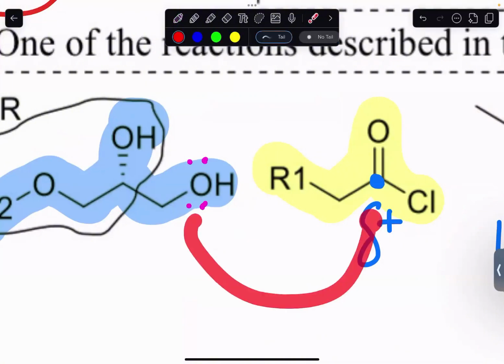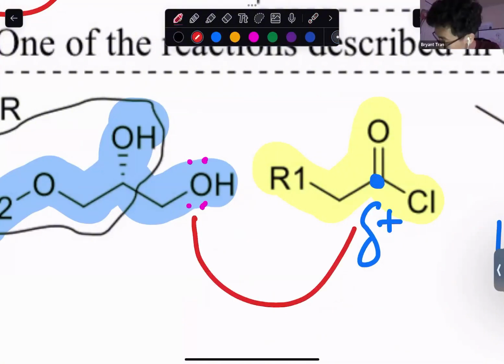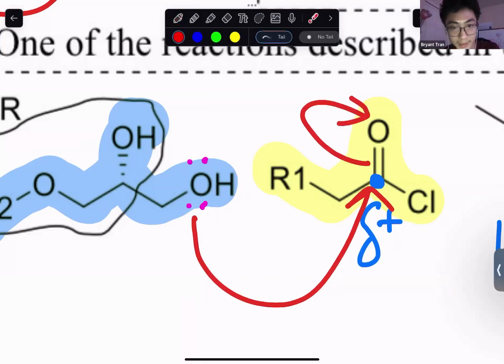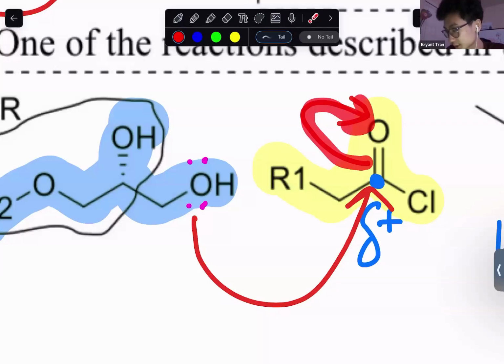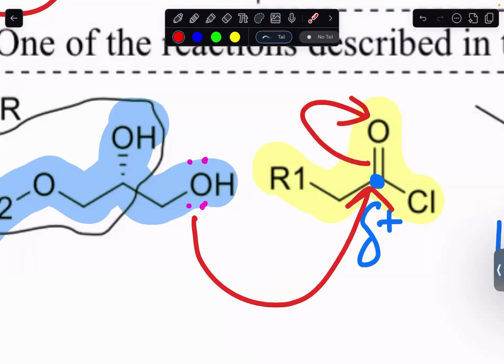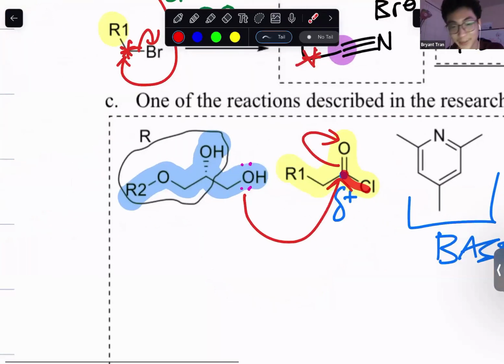Okay. That would attack this carbonyl carbon and pop this double bond onto the oxygen to conserve the octet rule. We should definitely make sure that we just break the pi bond instead of immediately kicking out the chloride. Do not immediately kick out the chloride. Kick out the pi bond first onto the oxygen. That's going to come after.